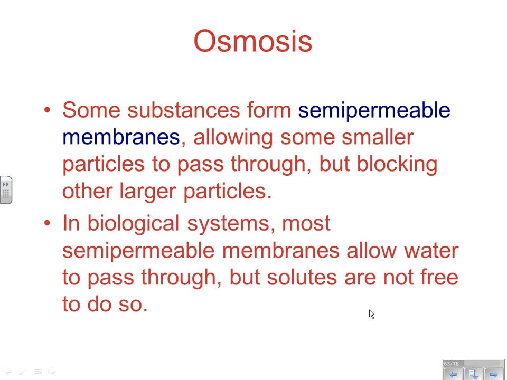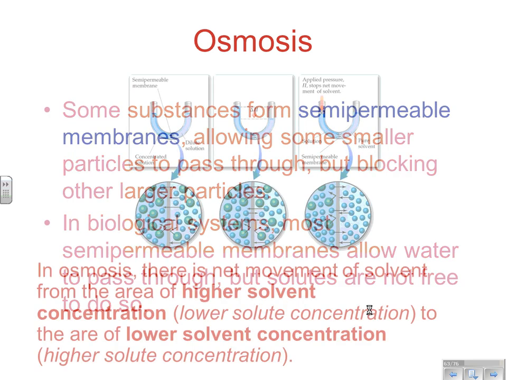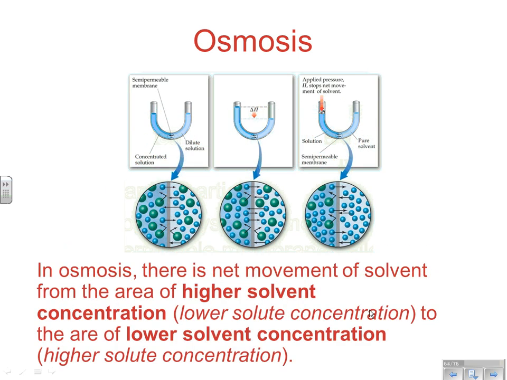Now, in biological systems, most semi-permeable membranes allow water to pass through, but solutes are not free to do so. So in osmosis, there's really a net movement of solvent from an area of high concentration to an area of low concentration. So fundamentally, there's going to be a movement of particles. If we have this situation set up here in this U-tube, at the beginning we have a concentrated solution on this side, and we have a dilute solution on this side.